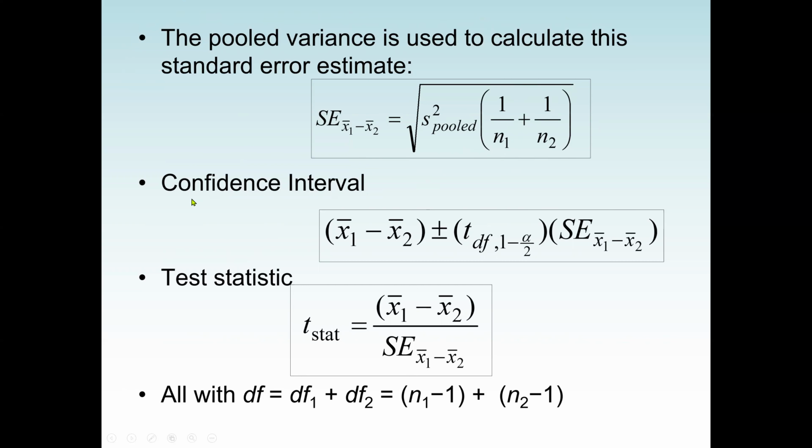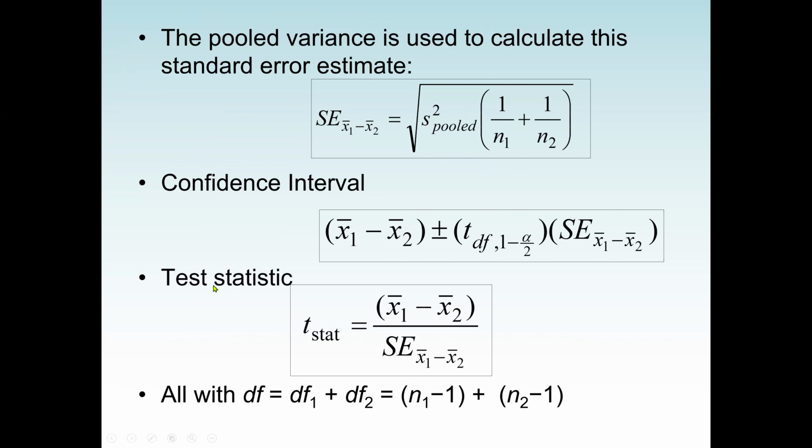Now, if I want to find the confidence interval, it will be the difference of the sample means plus or minus t with degrees of freedom and 1 minus alpha over 2, times SE delta. So we can see that the formula here is almost the same as using the paired sample, or two dependent samples, and two independent samples. The formula is the same.